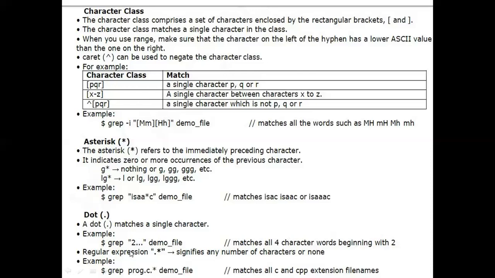Then the regular expression, as you can see, dot star. This signifies any number of characters or none. As I had already told, star contains zero or more occurrences of the preceding character. So zero or more occurrences of the preceding dot, and dot can represent any character. So that's why any number of characters or none.